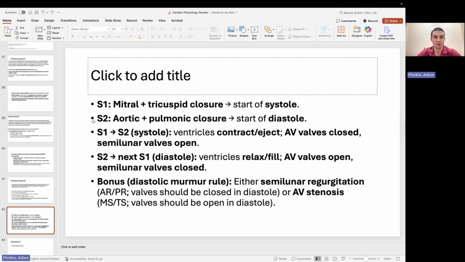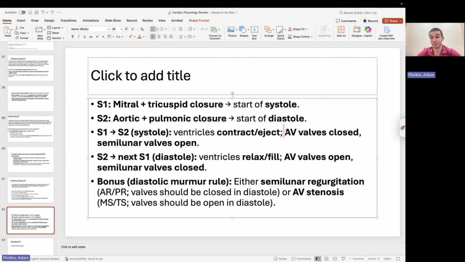Right. So at S1, the mitral and tricuspid valves are closed. That's the start of systole. At S2, the aortic and pulmonic valves are closed. That's the start of diastole. S1 to S2 is systole. The ventricles are contracting or ejecting. The AV valves, the mitral and tricuspid valves, are closed. The semilunar valves, aortic and pulmonic, are open. Remember, the atrioventricular valves are another name for mitral and tricuspid, and semilunar is another name for aortic and pulmonic.